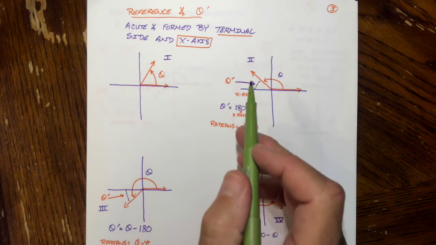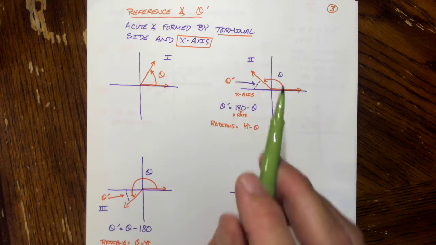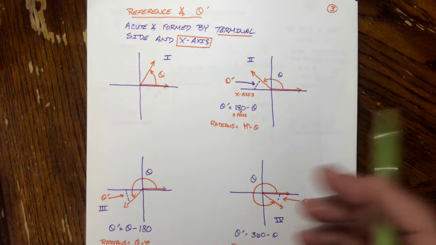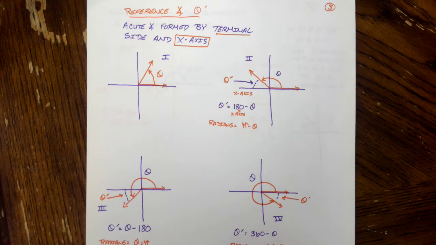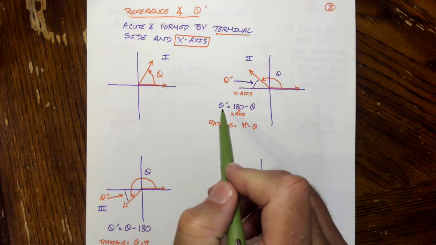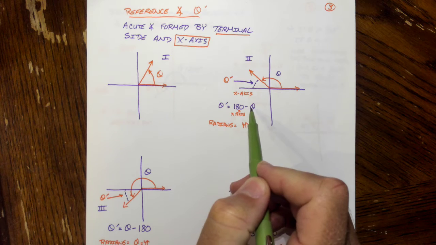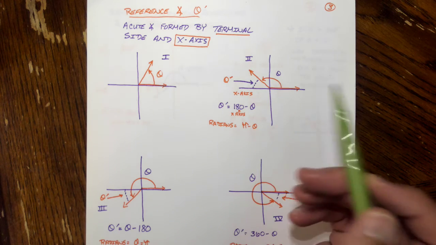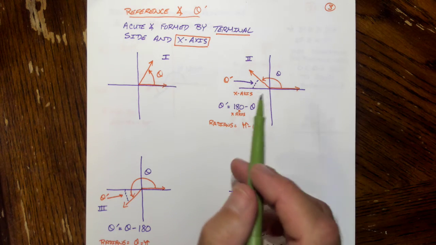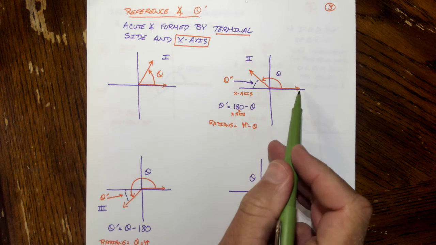So two ways of doing it. We've got to remember our degrees. We've got to remember our radians. And theta prime will be 180 minus theta. Many of you will just crank that out in your head. The radians, remember, this is pi. So then it's pi minus theta. And we'll write it in terms of pi.